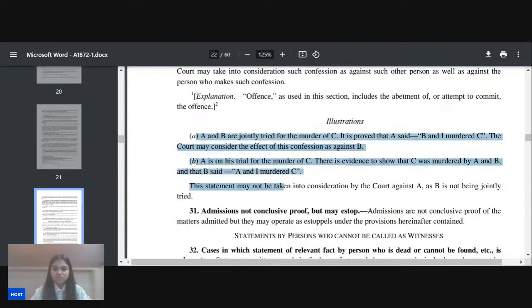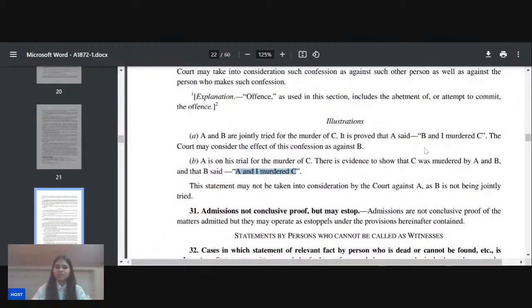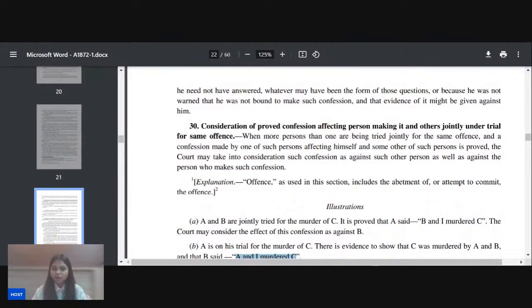See, this illustration comes in MCQs also for section 30. A and B are jointly tried for the murder of C. It is proved that A said, B and I murdered C. Then whatever statement A has given will go against B also, because it's a joint trial. But if it's a separate trial, where A is on trial for the murder of C, and B said A and I murdered C, this statement will not be taken against A because B is not being jointly tried. Remember that. Section 30 will only work for joint trial, not for separate trial.